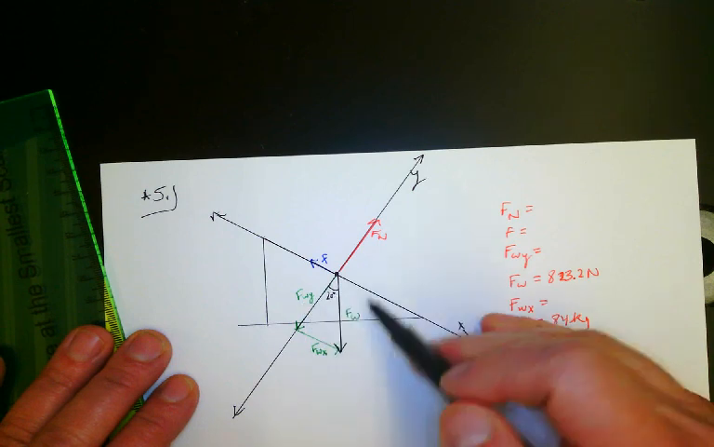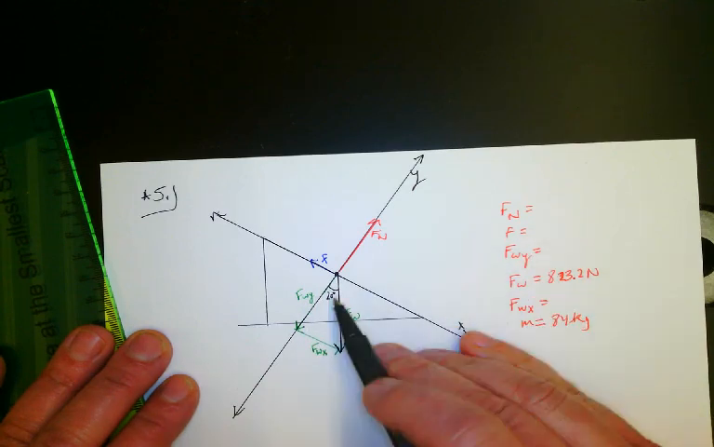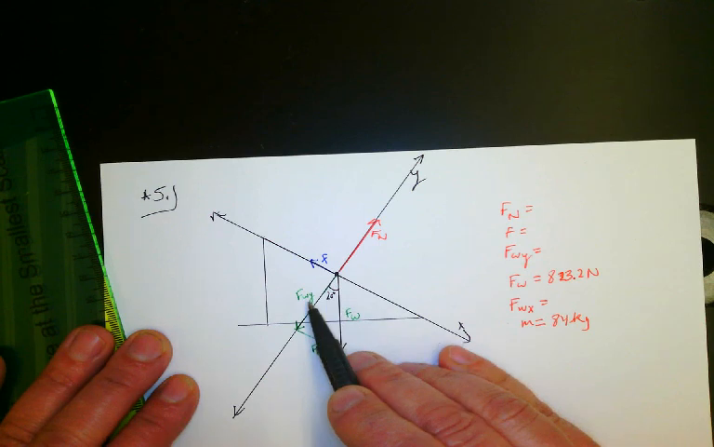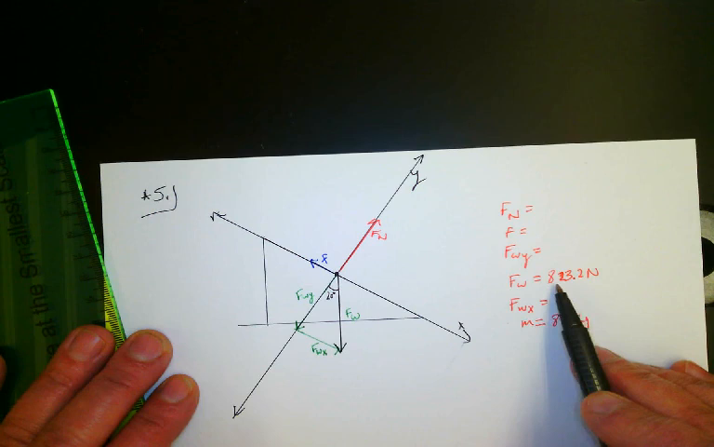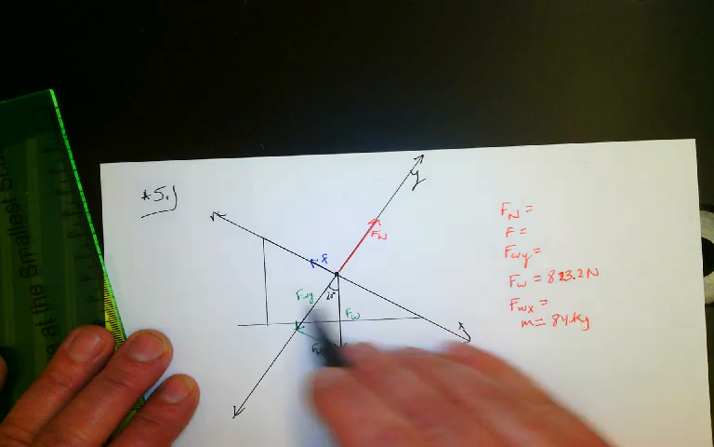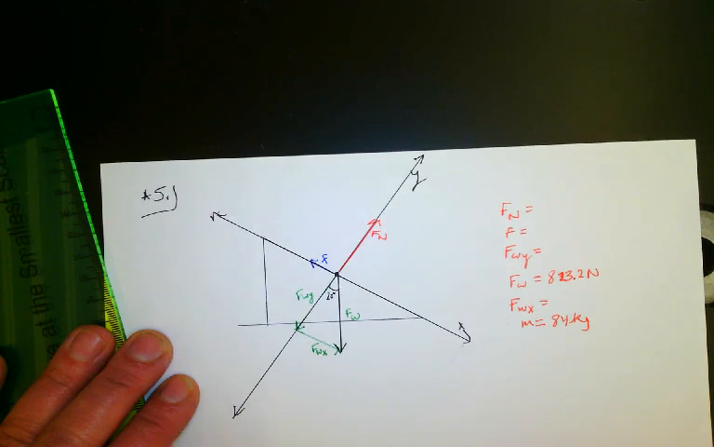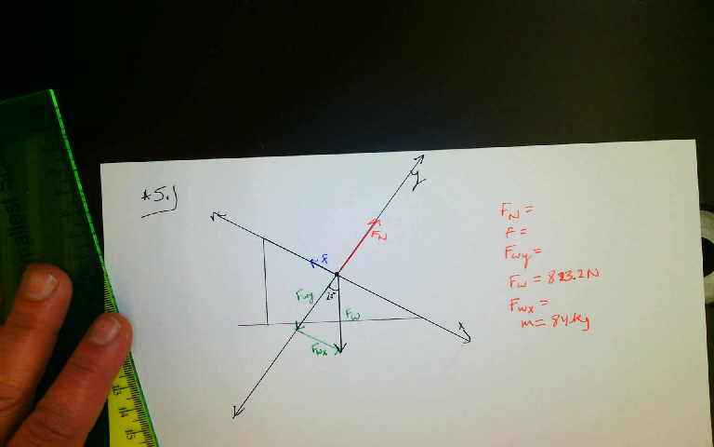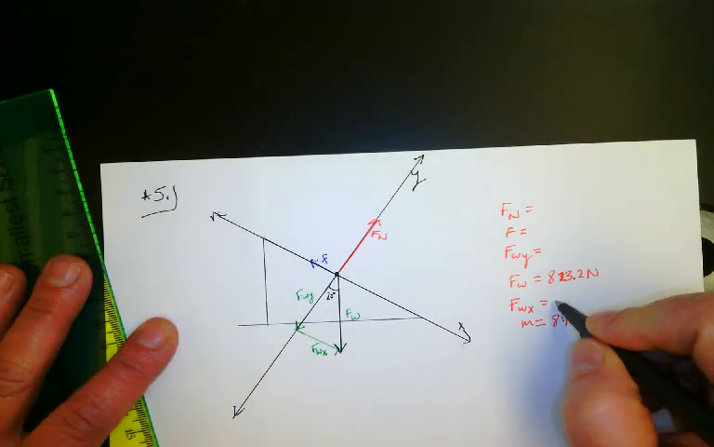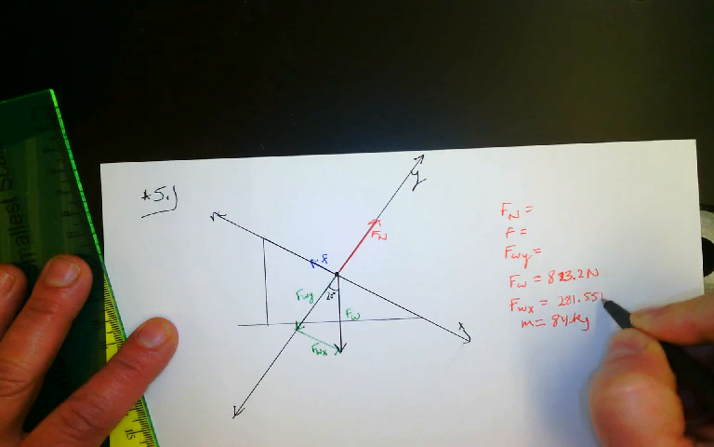Sine of 20 times this will be y. I'm sorry, I misspoke. I should say cosine of 20 times 823.2. That goes there. Sine of 20 times 823.2. Somebody go ahead and fill those in for me. X is 281.5. Thank you, Charlie. For y, I got 773.55.